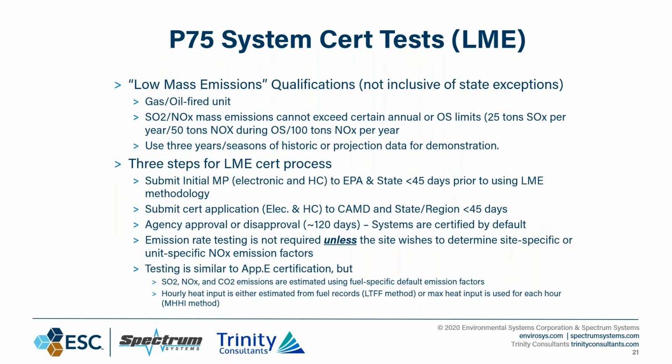If you're doing Appendix E methodology, while you're at it, you may want to explore low mass emitter status to see if you qualify there as well. The qualifications for it, not inclusive of any state exceptions, meaning you can't violate the permit, but you must be a gas or oil-fired unit, usually. Your SO2 or NOx mass emissions cannot exceed certain yearly or ozone season limits. And that means 25 tons of SO2 annually, 50 tons of NOx during ozone season, or 100 tons of NOx per year. You'd use 3 years or seasons of your historical projection data to demonstrate this.